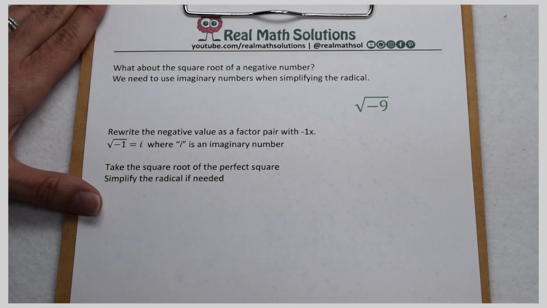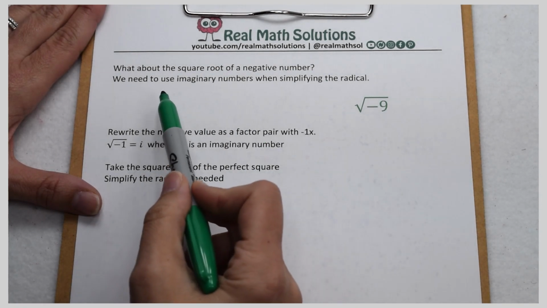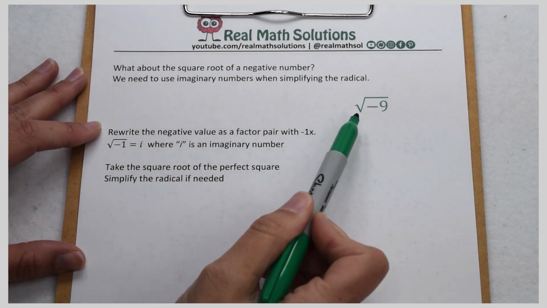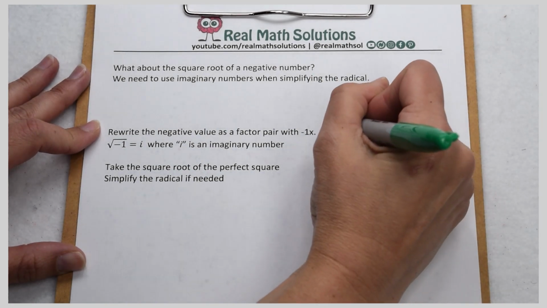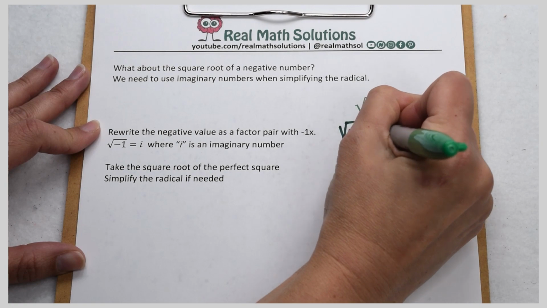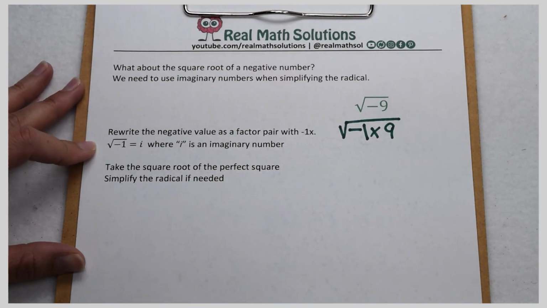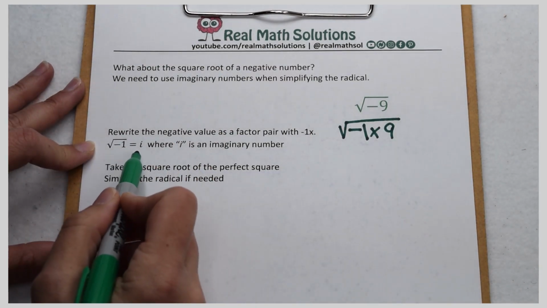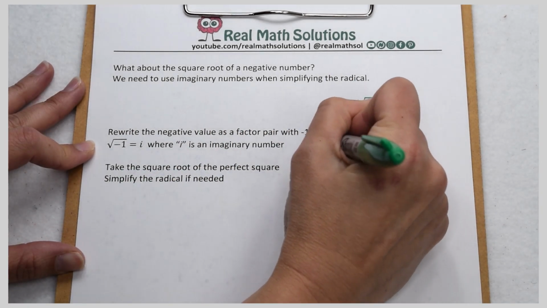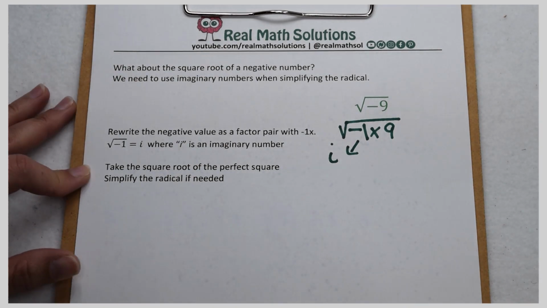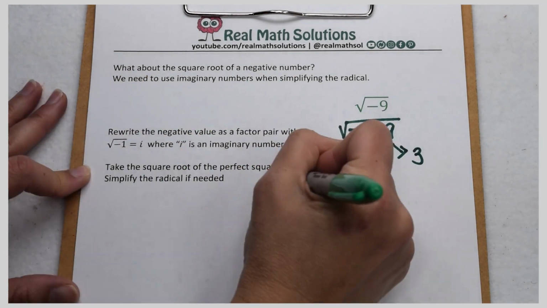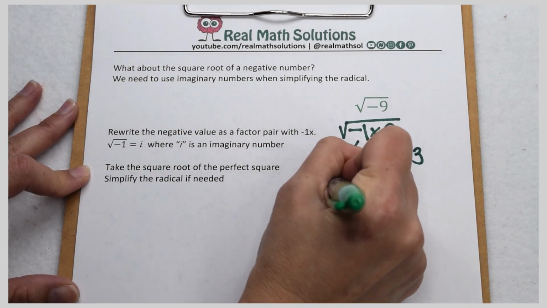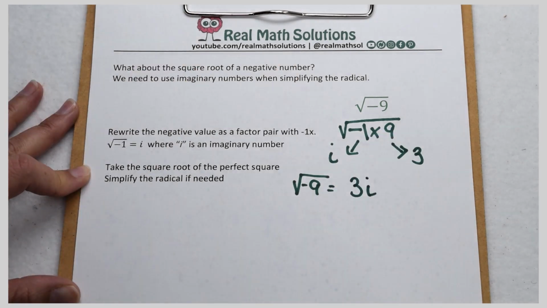Well, what about taking the square root of a negative number? This is where we're going to start using imaginary numbers when we have to go to simplify that radical. If we want to take the square root of negative 9, the first thing we need to do is rewrite that as a factor pair of negative 1 times the number, or negative 1 times 9. When we take the square root of negative 1, this is where our imaginary number comes in. The square root of negative 1 is i, or an imaginary number. From there, we can simplify the rest of our radical. 9 is a perfect square, so the square root of 9 is simply 3. So when we put those together, the square root of negative 9 is going to become 3i.